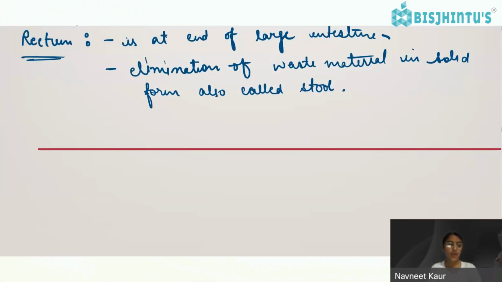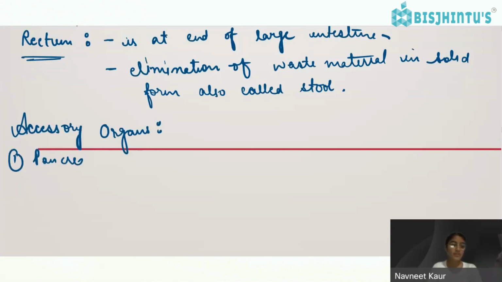Okay, and this is something that is related to excretory system, so we'll be learning about that in the excretory system only. And now we are going to learn about some of the important organs, we can say accessory organs, which are responsible for digestion. The first one is pancreas.